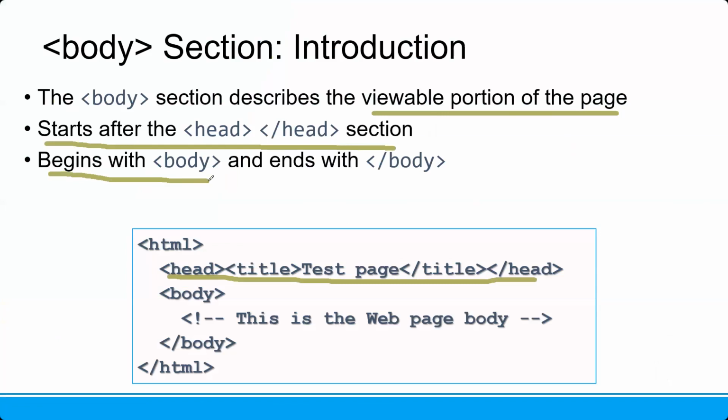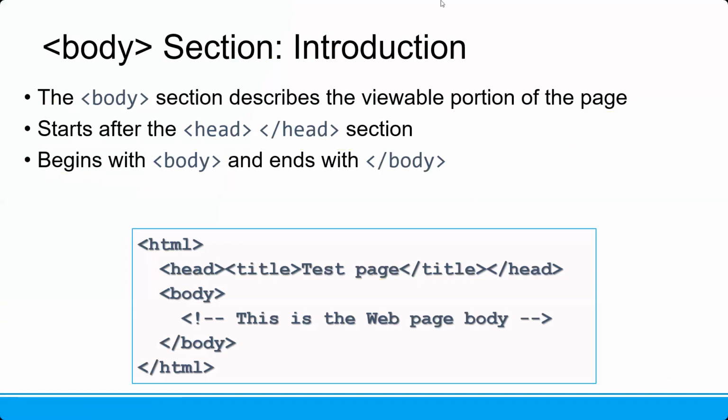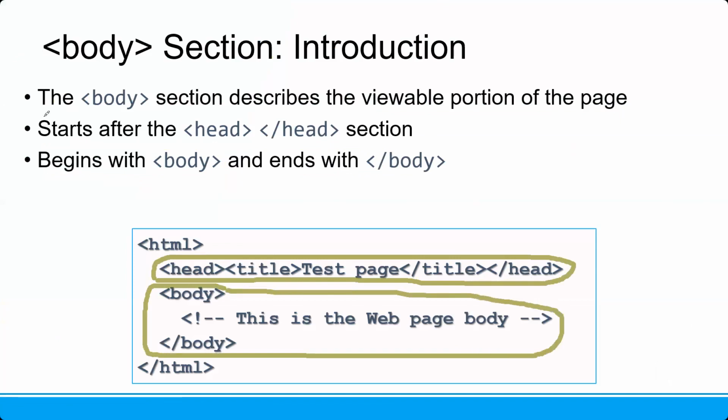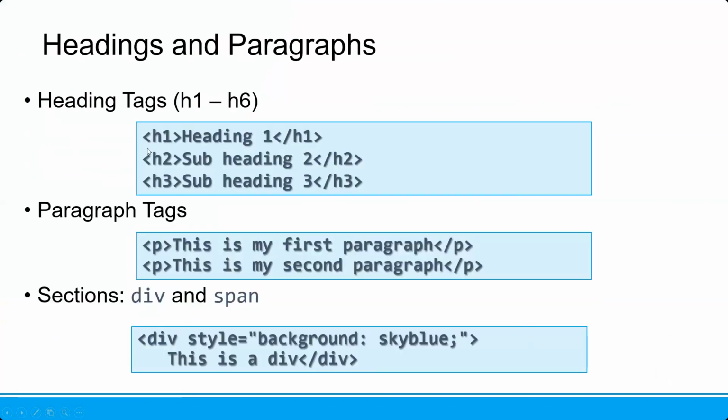And for the body, we have the tag. We start with body and end with body with a slash. So we learned about the head section. The head section will be in the upper side after the HTML, and then we will have the body section. Let's see one by one what we can do in the body.